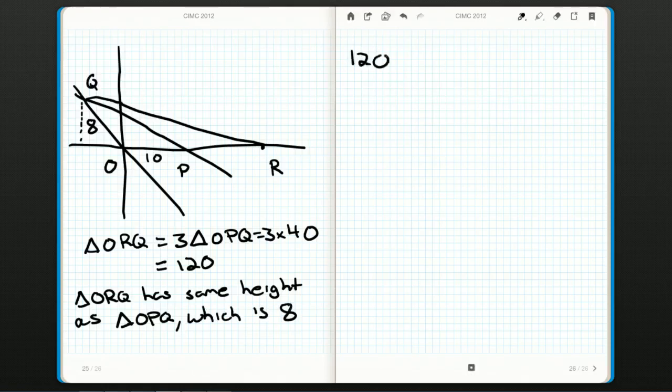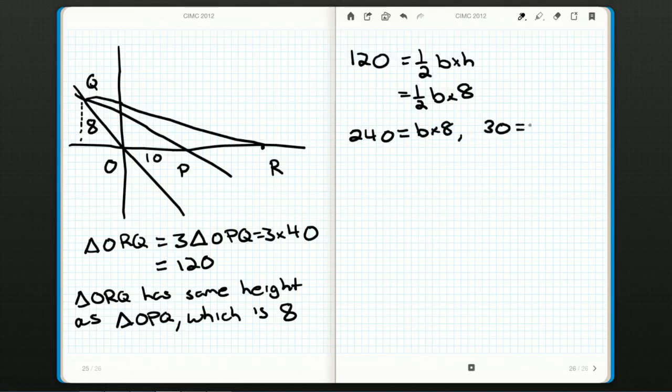So things are starting to fall into place. So we know that 120 is 1/2 base times height, which is 1/2 base times 8. Okay. So if we rearrange this equation, we get 240 is base times 8, or rather 30 is the base. Right? We just divide through by 8. 240 divided by 8, that's 30. Another thing you can use your calculator for, although hopefully, if you're doing these sorts of questions, you're a little proficient, and maybe you can do that in your head. So we're looking for a base of 30.